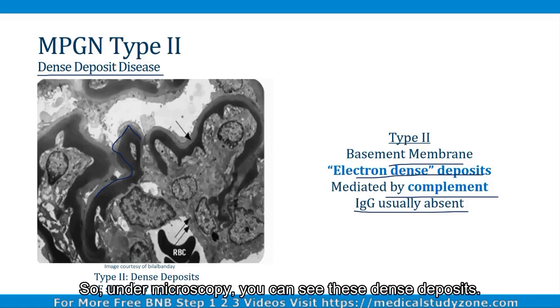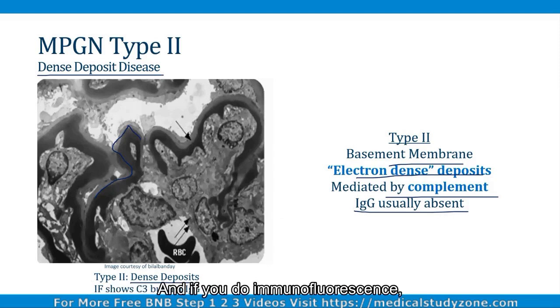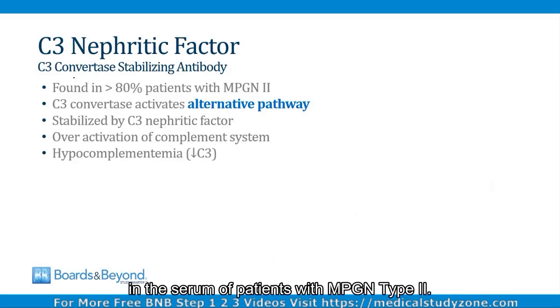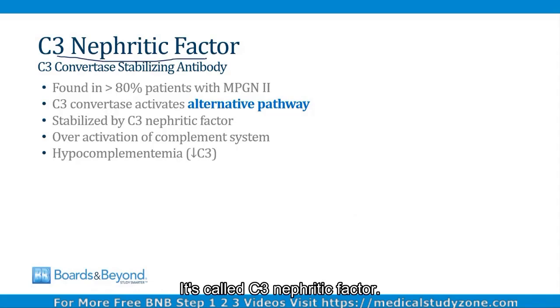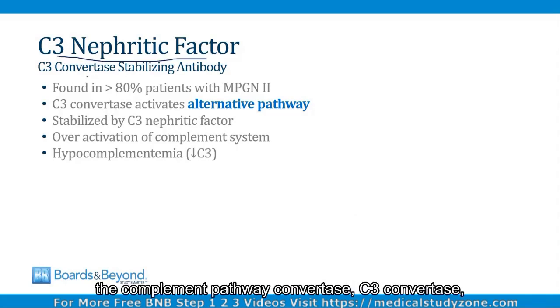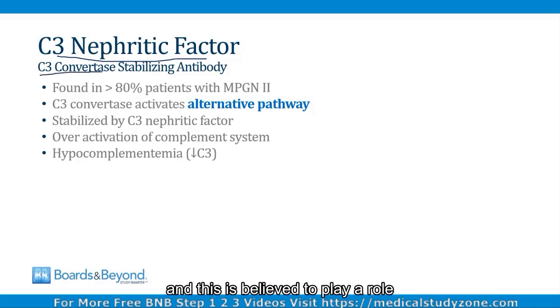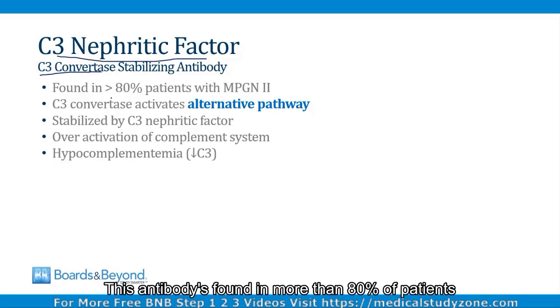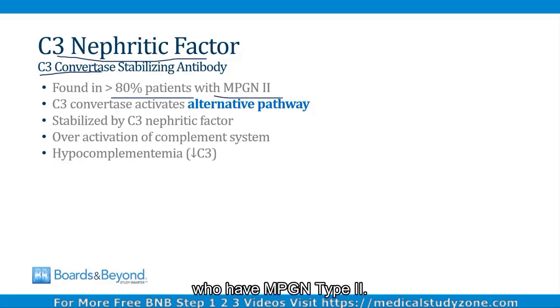So under microscopy, you can see these dense deposits, and if you do immunofluorescence, it will show evidence of C3 because this is complement mediated, but not IgG because this is not immune complex mediated. There's an antibody that can be found in the serum of patients with MPGN type 2. It's called C3 nephritic factor. It's an antibody that stabilizes the complement pathway convertase, C3 convertase, and this is believed to play a role in overactivation of the complement system. This antibody is found in more than 80% of patients who have MPGN type 2.